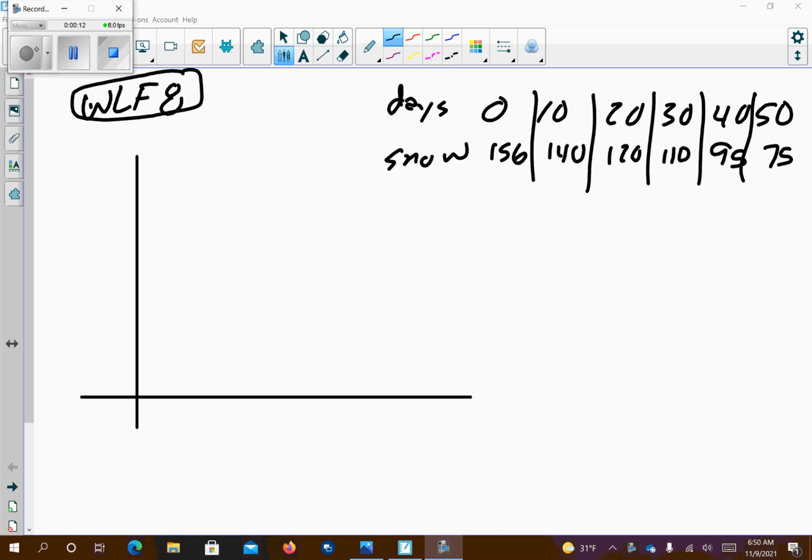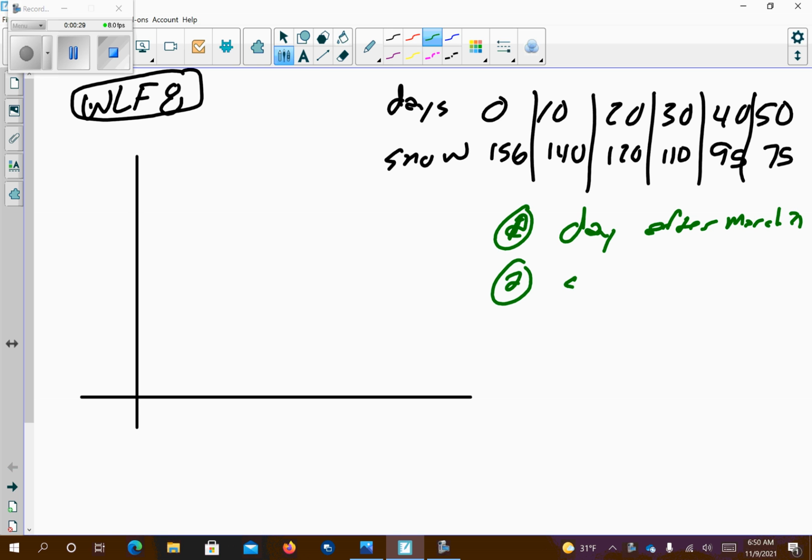Okay, so what is the independent variable? The independent variable, so this is number 1, would be days, and it happens to be days after March 21st. Number 2, our dependent variable is snow in inches. Well, double tick means inches.